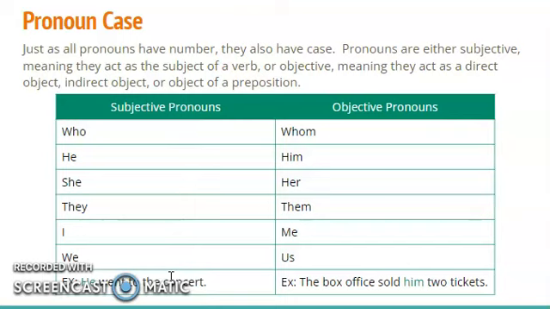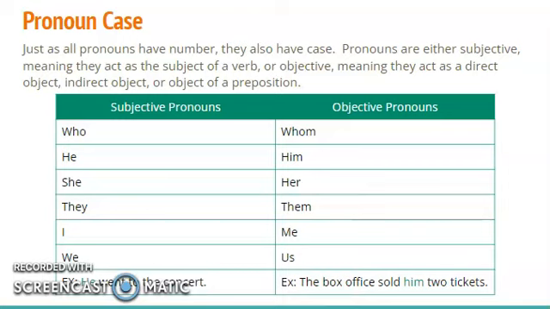Here we have the list of subjective pronouns and objective pronouns. We'll look at this first example. He went to the concert. So he is a subjective pronoun. It is a subject because he is the one doing the action, which is going to the concert. Went would be the past tense. Here we have an objective pronoun. The box office is the subject of this sentence. They're the one doing the action. Sold him, okay, him is the one receiving the action, 2 tickets, okay?